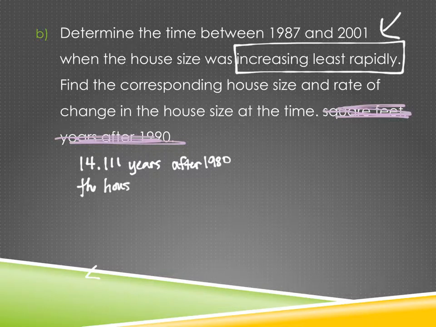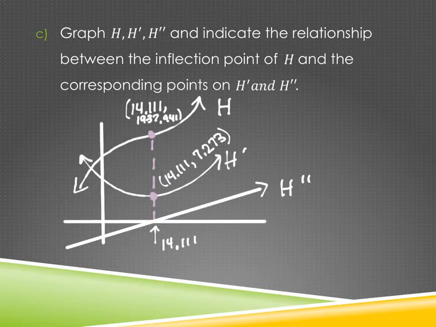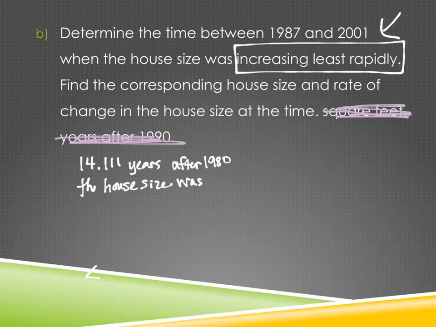The house size, what was the house size at that time? We did it over here. What's the house size? 1937.941. And what are the units on house size here? Square feet. You can either write the feet with the little square next to it, or you could write out square feet in words. That's fine too.